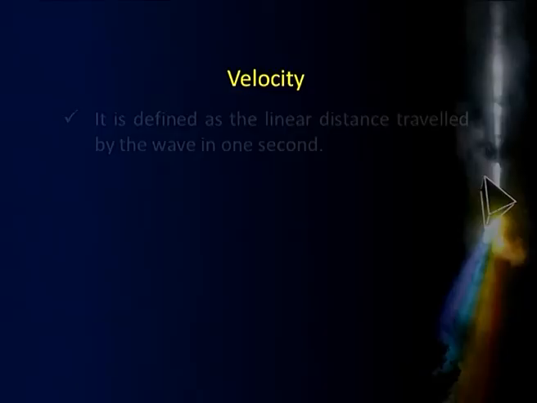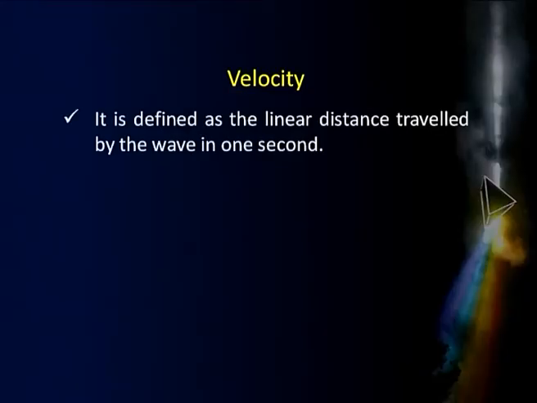The next characteristic we have is the velocity. What is the velocity of the wave? We can visualize the velocity of the wave as the linear distance travelled by the wave in 1 second. Velocity is a general term we know: distance travelled per unit time. Similarly here, when the wave is moving, how much distance does it travel in a given time, that is 1 second, is called the velocity.